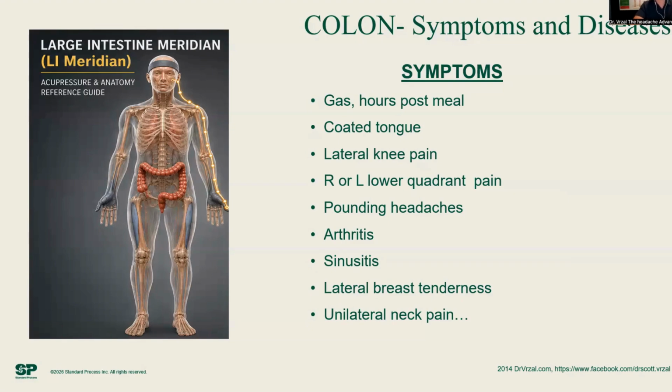We have problems there. Outer knee pain, right or left lower quadrant pain. So pain right over the colon, or over the ileocecal valve. We talked about those pounding headaches, arthritis. If we keep ignoring the low back pain, the thumb pain, the signs and symptoms, eventually we end up with arthritis and joint deformities that are a lot harder to correct.